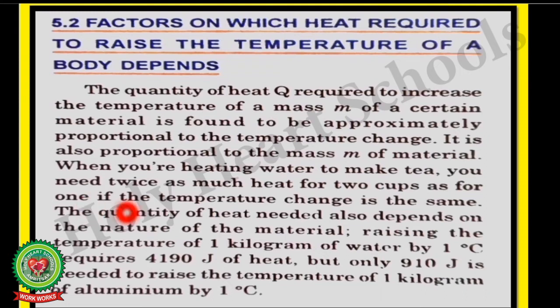The quantity of heat needed also depends upon nature of material. Raising the temperature of 1 kilogram of water by 1 degree Celsius requires 4190 joules of heat. But only 910 joules of heat energy is required to raise the temperature of 1 kilogram of aluminium by 1 degree Celsius. So it is pretty much sure that the amount of heat required to raise the temperature of an object depends upon its material.